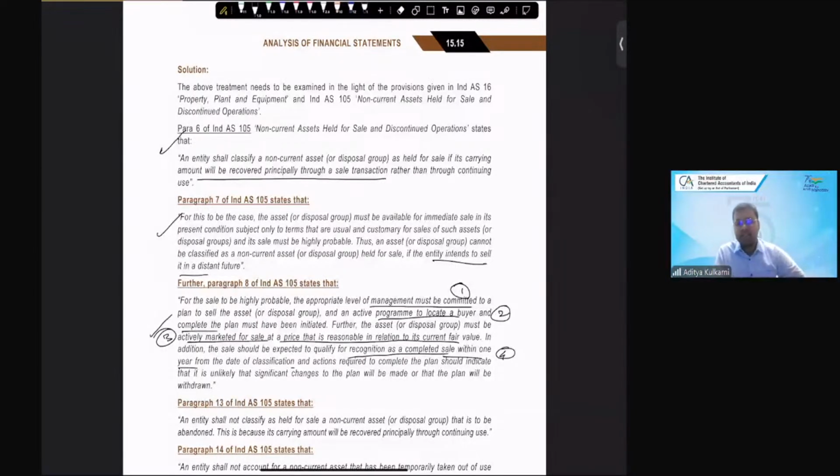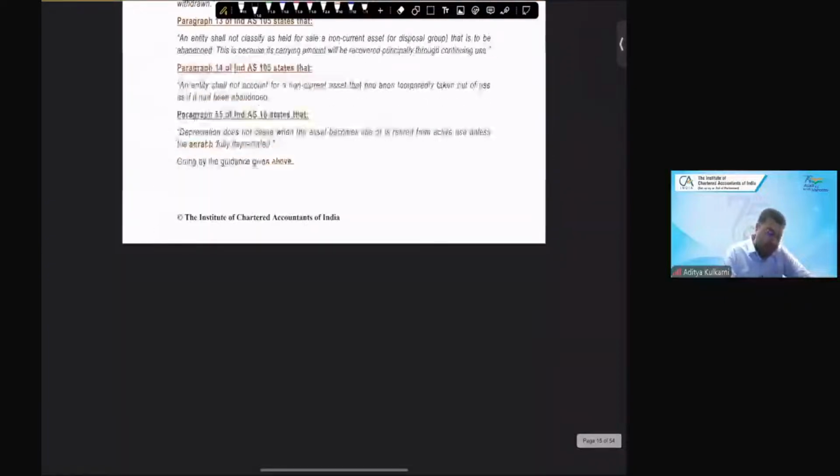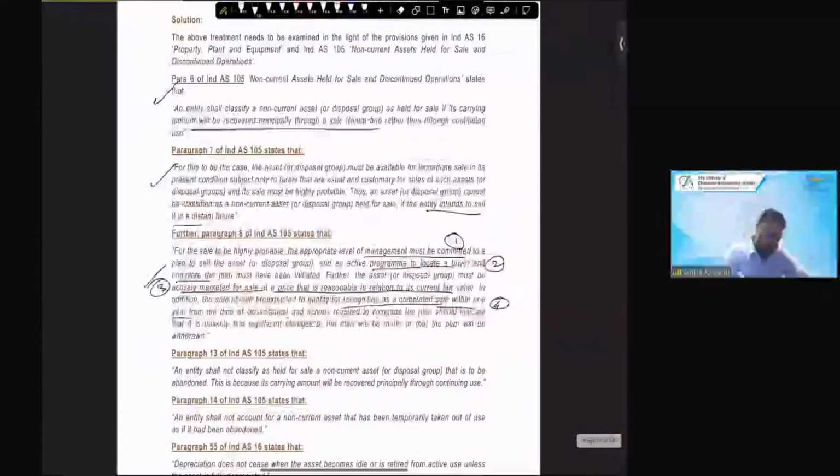Are we able to understand, recollect these conditions that you studied in IFRS 5 or Ind AS 105? Yes, sir. Yes, we had studied all this. Okay, you had studied, I had not studied with you. Okay, all right. Next, para 13 of Ind AS 105.